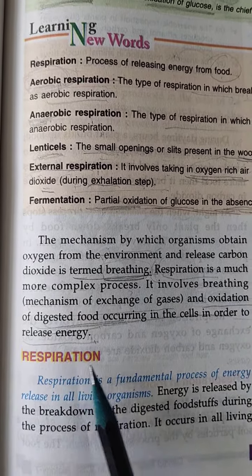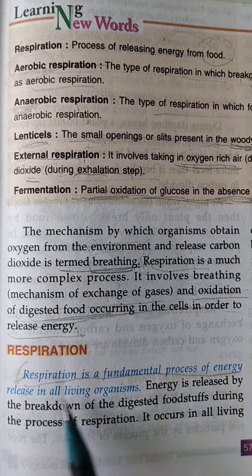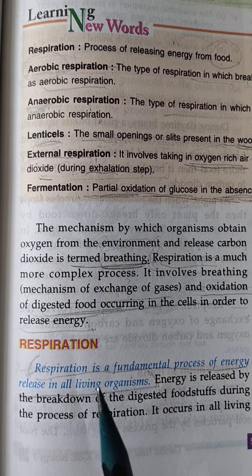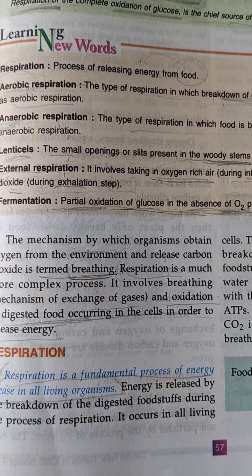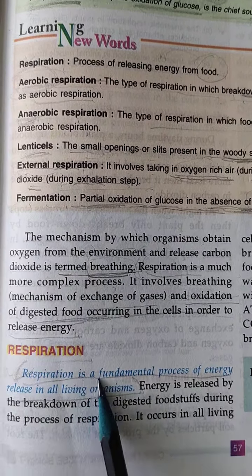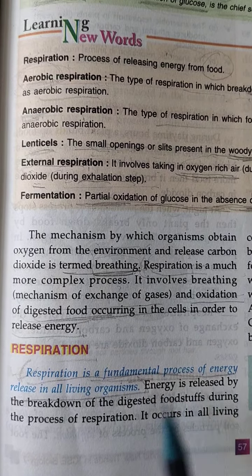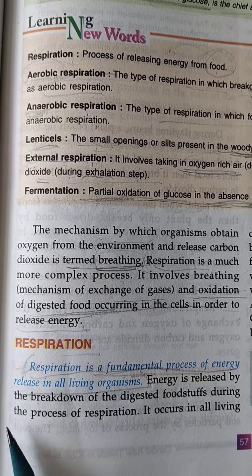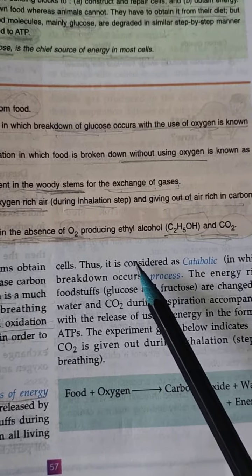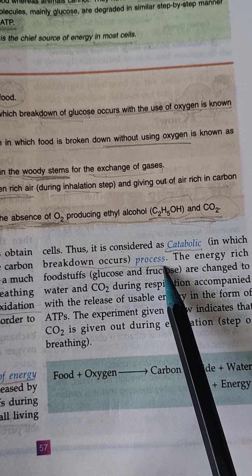Now what is the respiration process? The basic definition of respiration is a fundamental process of energy release in all living organisms. Respiration occurs in all living organisms, whether it's plants or animals. It occurs in all the living organisms because it is the fundamental process of releasing energy. Energy is released by the breakdown of the digested foodstuffs during the process of respiration. It occurs in all living cells. Thus, it is considered a catabolic process, in which breakdown occurs.